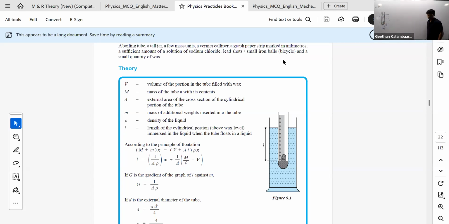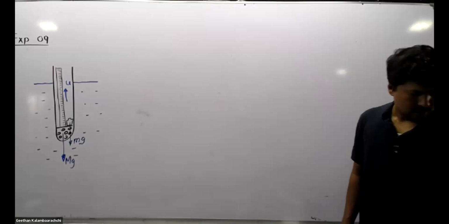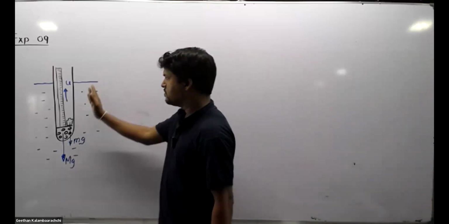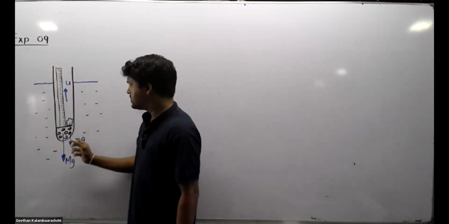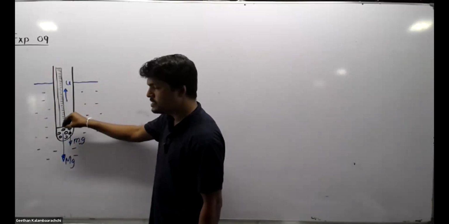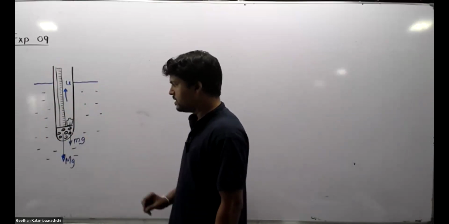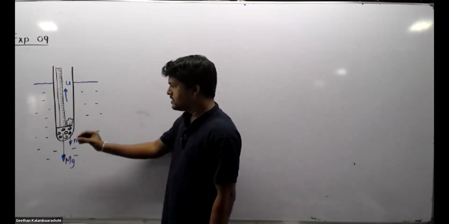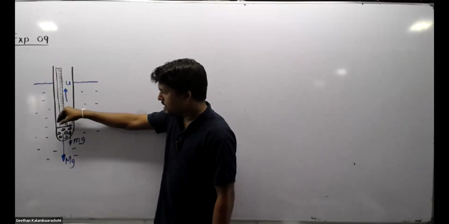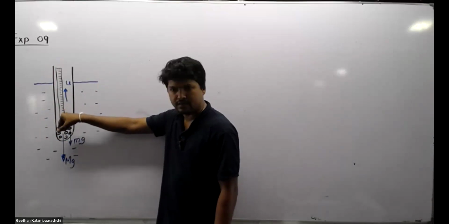Alright, so what do you have in this? We have a boiling tube, a big boiling tube here. In this boiling tube, we put some lead shots. Lead shots are small spheres of lead. So you put some lead shots here, and you put some wax to cover it.